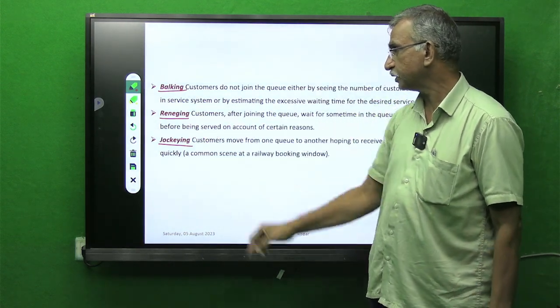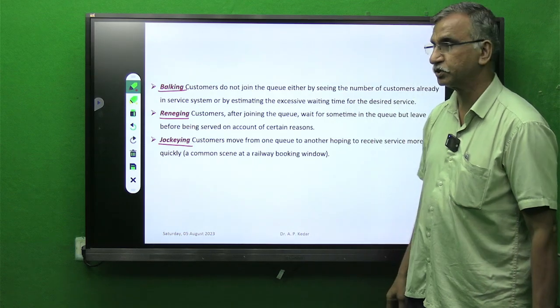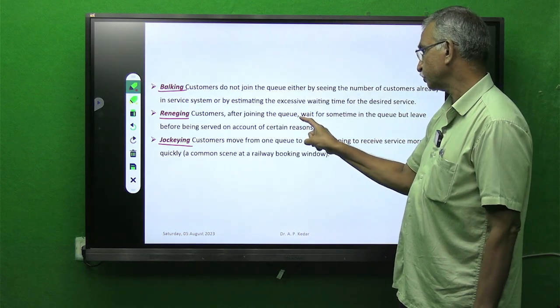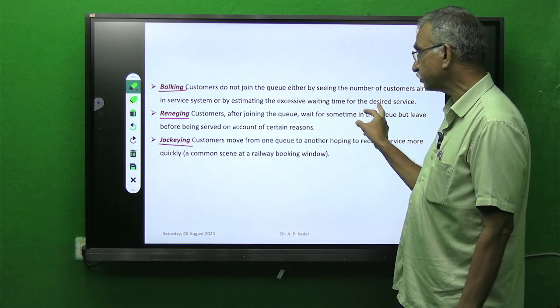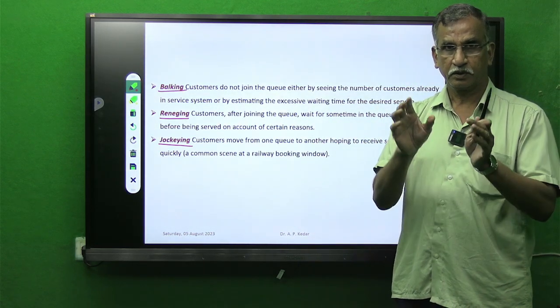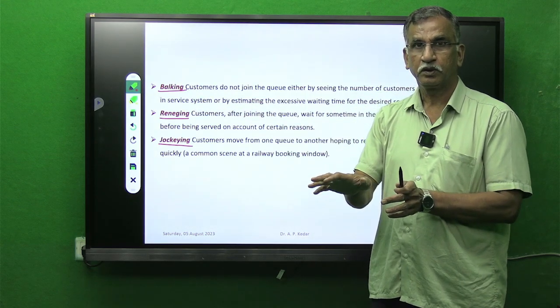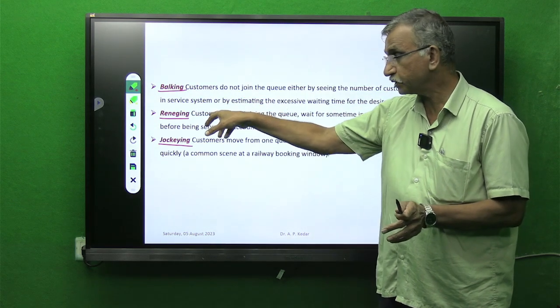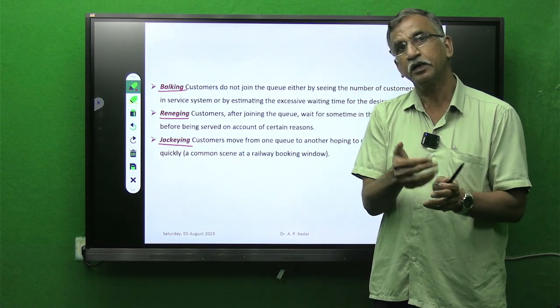In the second case, reneging, the customer joins the system. Joining the system, he waits for some time in the queue before being served. He is in the system, waits for service, but in the middle leaves it.